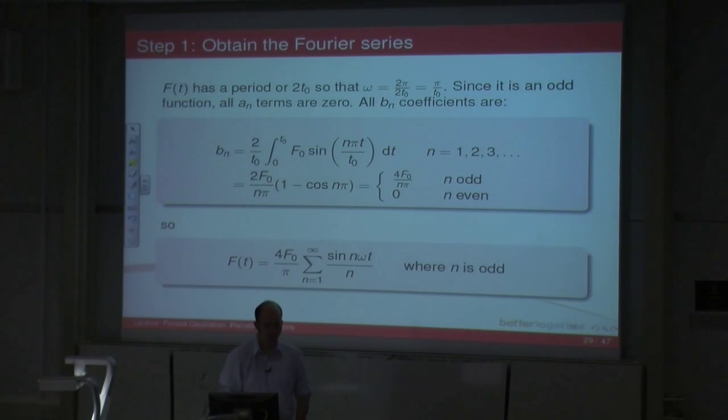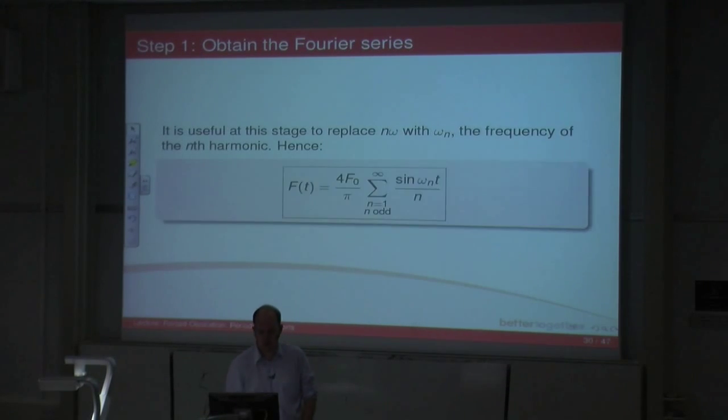And so the function is going to be our constant term times the sum of sine of n omega t upon n, because we said omega is pi upon t0, where n is odd only. Then the next step is to replace n omega by omega n, omega subscript n, the frequency of the nth harmonic, so you can therefore write it like this. So there's our function.